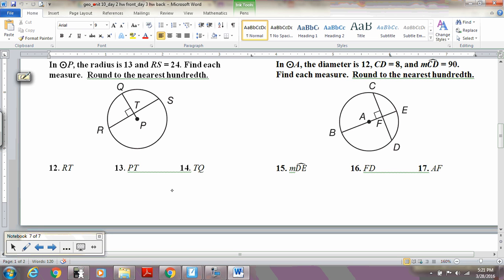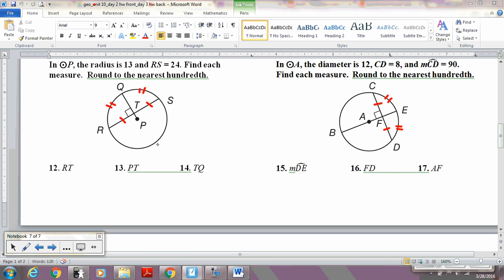And number 12 through 17 involve using theorem 10.3, which states that if the radius is perpendicular, it will bisect the chord and the arc. So it's showing that the radius is perpendicular, so that this chord gets broken into two equal parts, and this arc will also get broken into two equal parts. And you can take care of that on both circles in advance so that you don't forget.